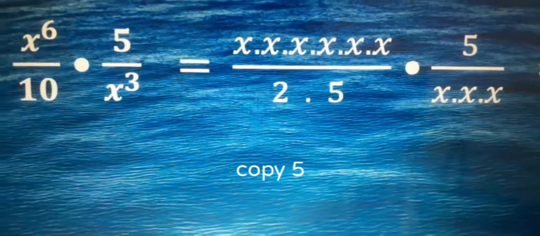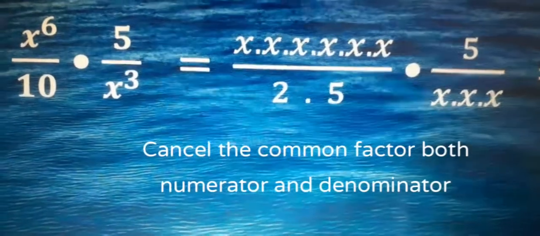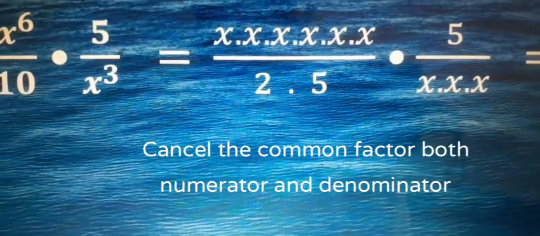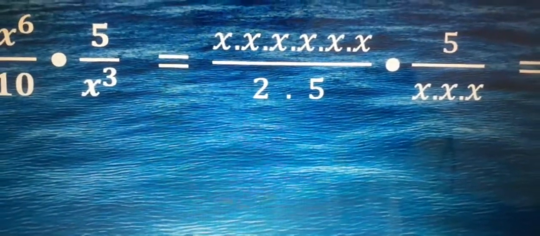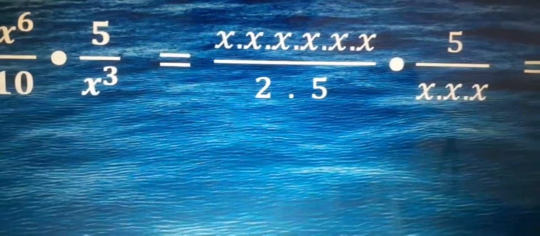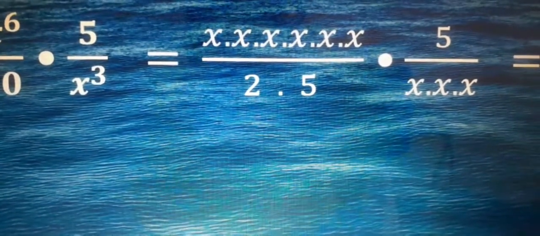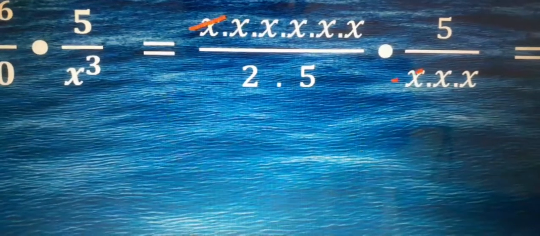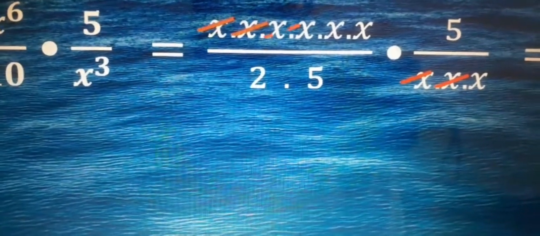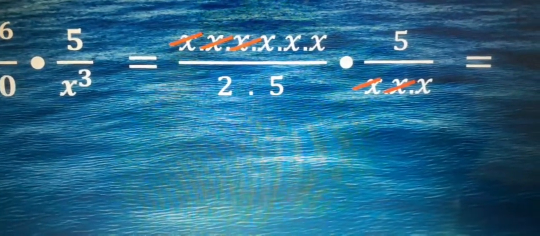After we expand, we have to cancel the common factor in the numerator and the denominator. In cancellation, pwede po tayo mag-cancel ng diagonal and vertical. So in this case, sa taas, in the left side, meron tayong 6 na x. Sa baba naman, sa right side, meron tayong 3 x. And therefore, pwede po natin i-cancel out yung x sa baba at saka sa taas. We have also another x and the last one. In that case, ang natira po natin ay 3 x na lang.